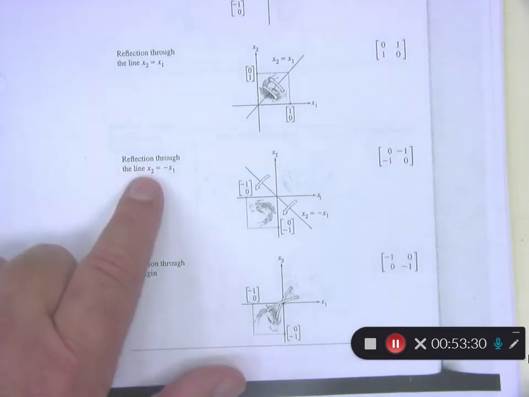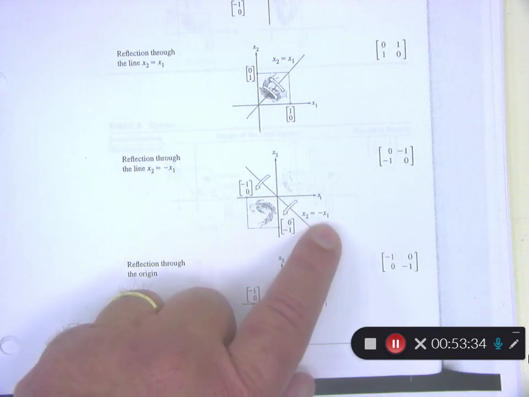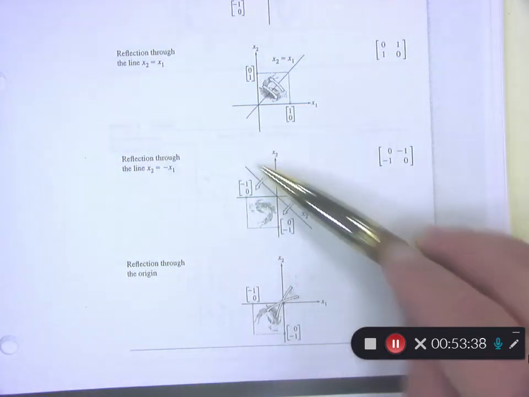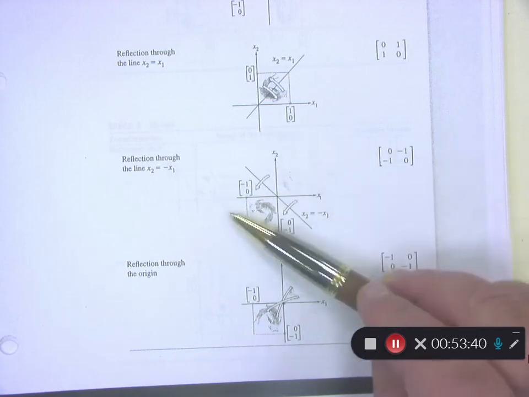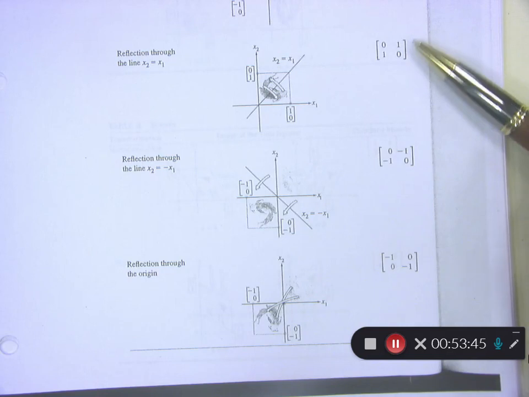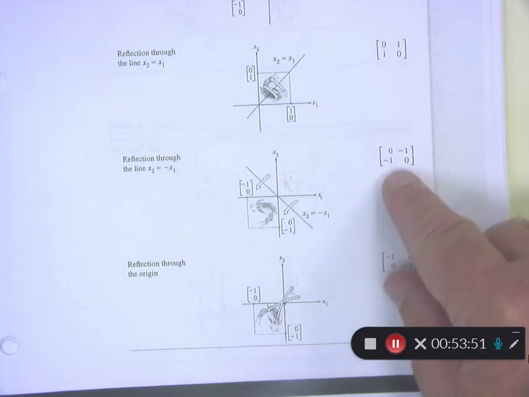But now what happens if I want to reflect any kind of vector across the x2 equals negative x1 line, which is that angle that's going through the second and fourth quadrants. Any guy up here wants to flip down here, and any guy down here will flip up here. That will be just taking this matrix here and making all the ones negative. So this would be 0, negative 1, negative 1, 0.